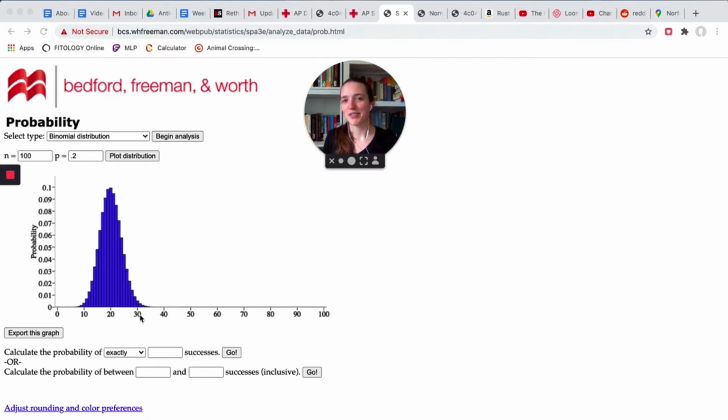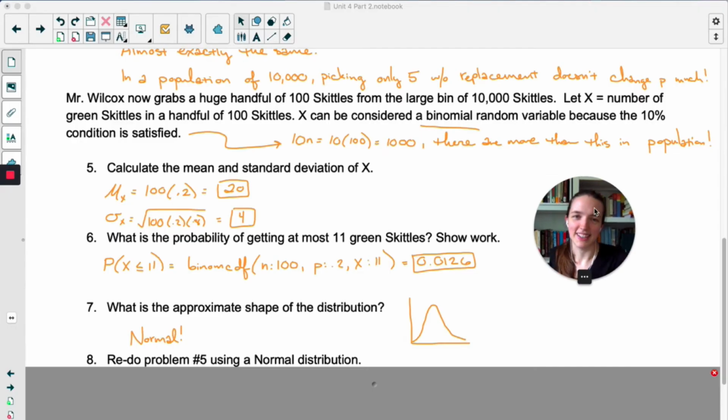Does that shape look familiar? It should look kind of familiar. Yeah, that's very clearly a normal distribution. So this particular binomial distribution also happens to look normal. So let's just do an experiment here. In number 8, redo, that says number 5, but it should be number 6. Redo number 6, but this time use a normal distribution. So use norm CDF instead of binom CDF. Pause the video now and do that.